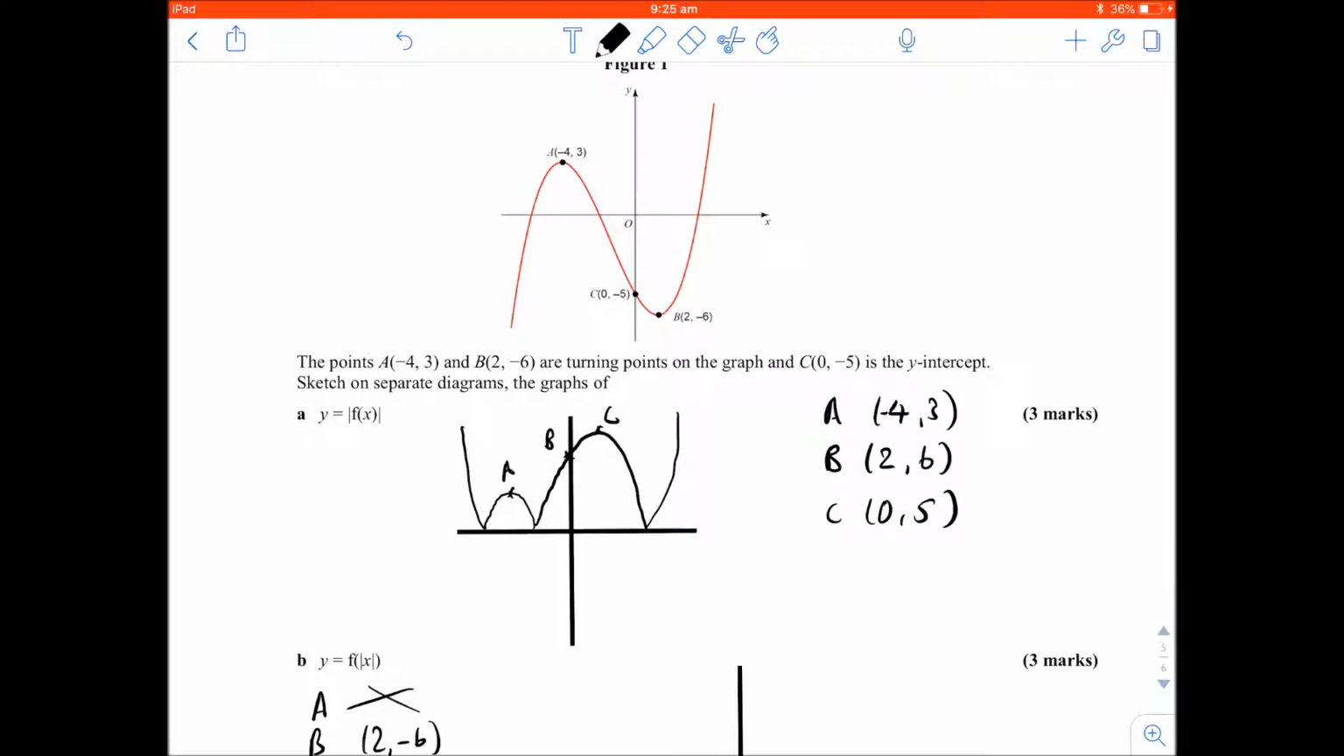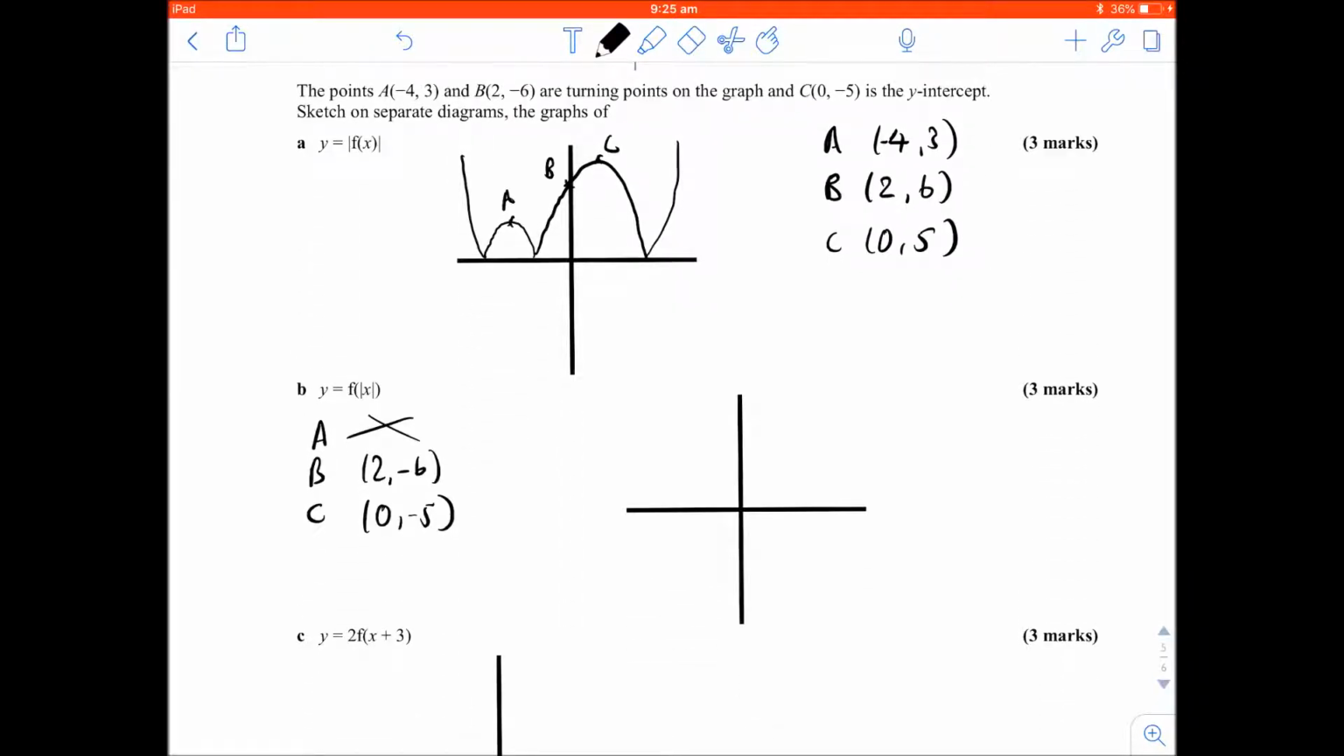But when we're sketching these graphs, what we do is we sketch the positive part of it, so the part of the graph for the positive x. So that's going to look like this. We've got the point C there and we've got the point B there, and then we reflect it in the y-axis. So it's going to look like that. And then this point here is going to be minus 2, minus 6, so the mirror image of B.